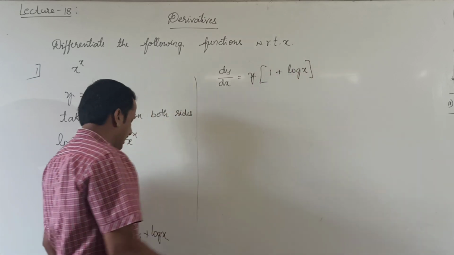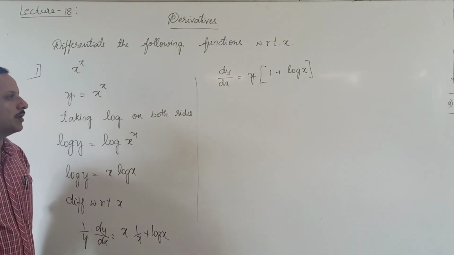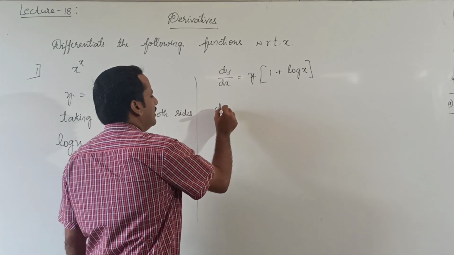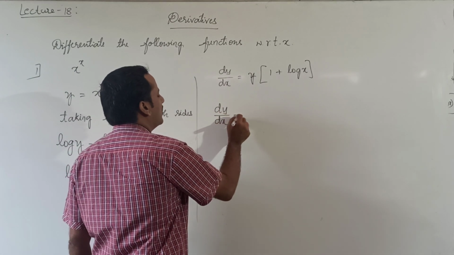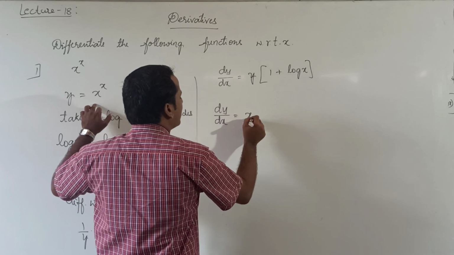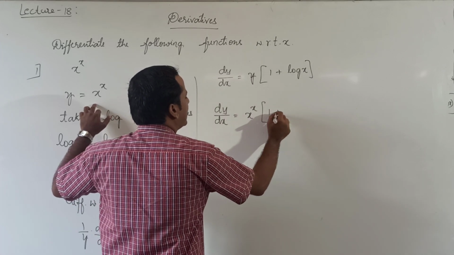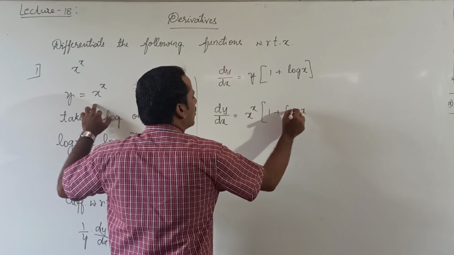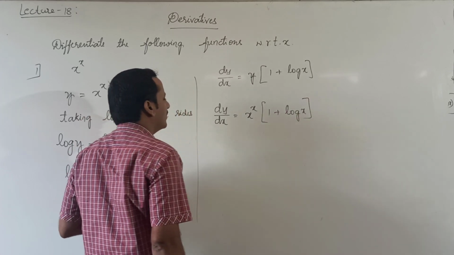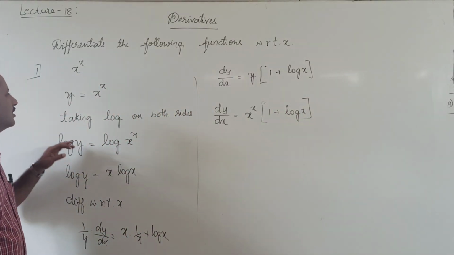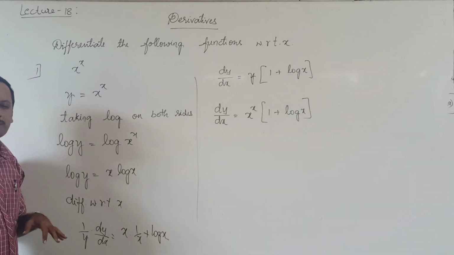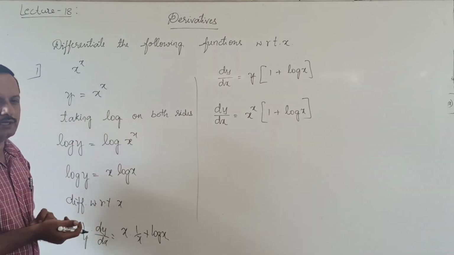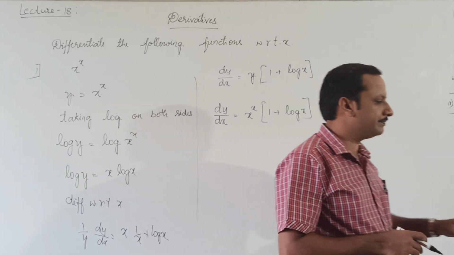Here I have cancelled this x. So y into 1 plus log x. Therefore dy by dx is equal to y. What is y? X to the power x. So dy by dx is equal to x power x into 1 plus log x. Okay, this is our derivative. Let us look at the second question.